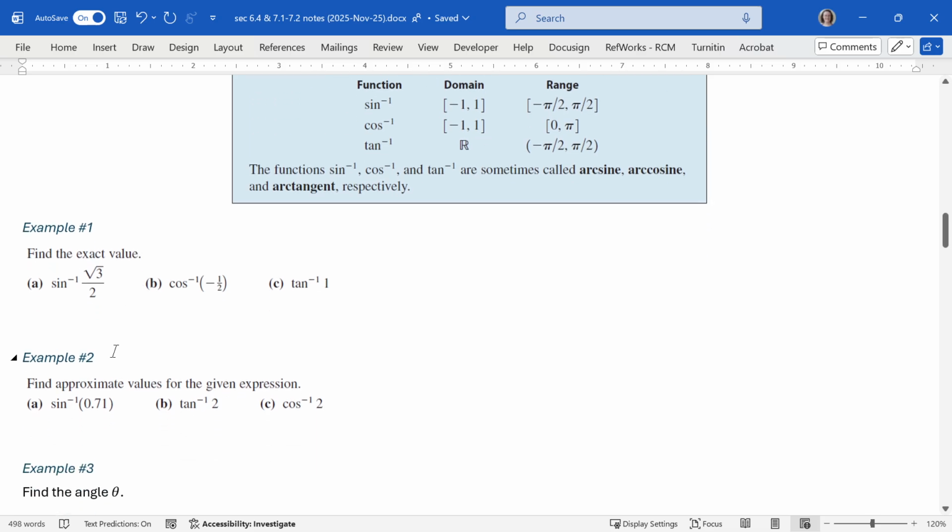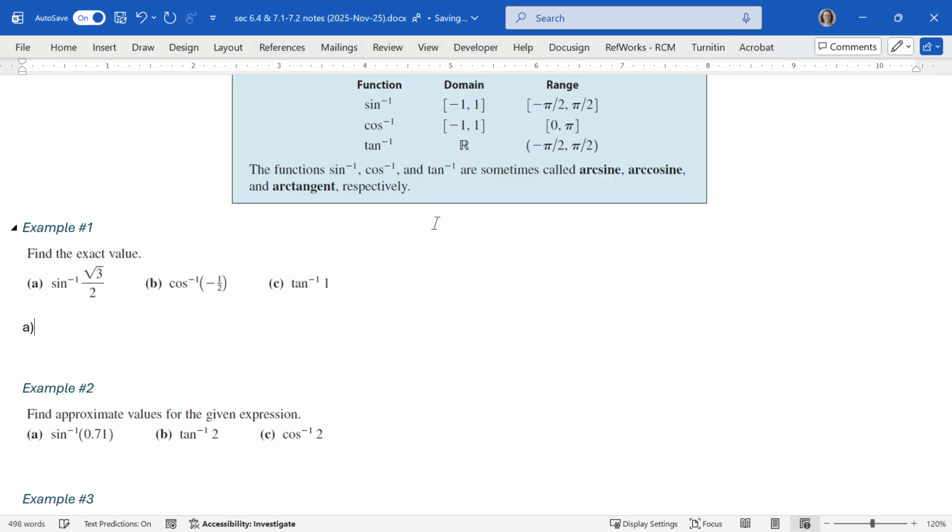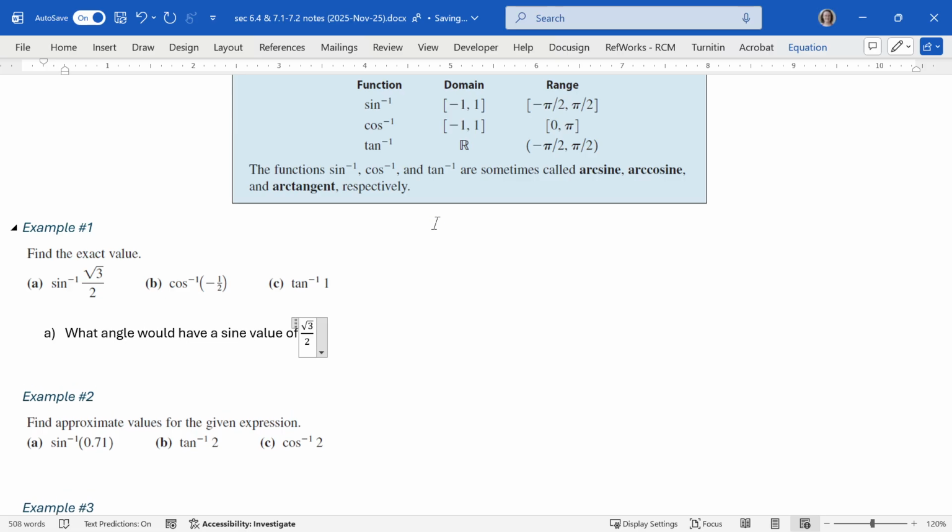Okay, let's look at some examples here. So example number 1, we want to find the exact value of 3 inverse trig functions. So part A, I'm doing sine inverse of square root of 3 over 2. So for part A here, basically I'm asking what angle would have a sine value of square root of 3 over 2. Okay, so that's what I'm trying to figure out, which angle gives me that sine. And so I'm just going to look on the unit circle.